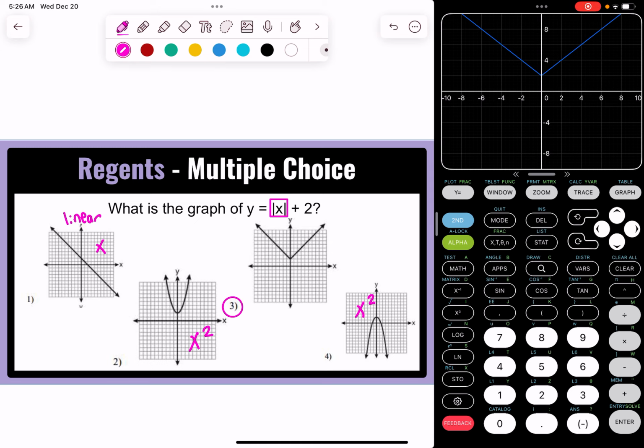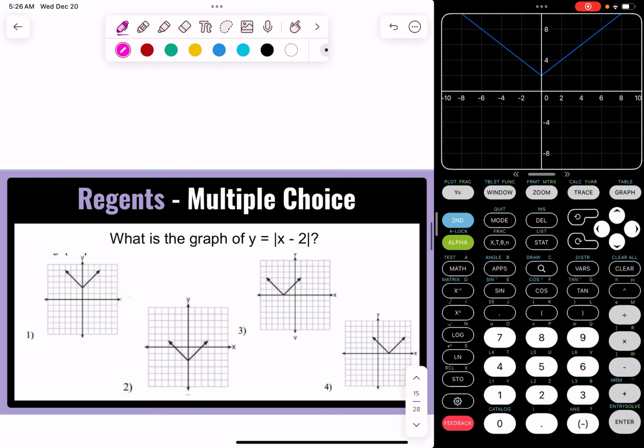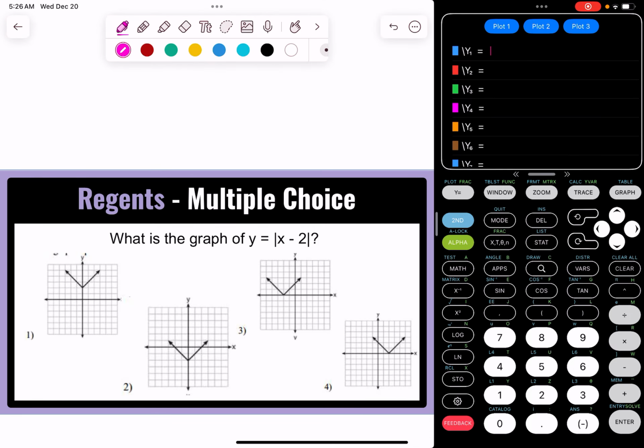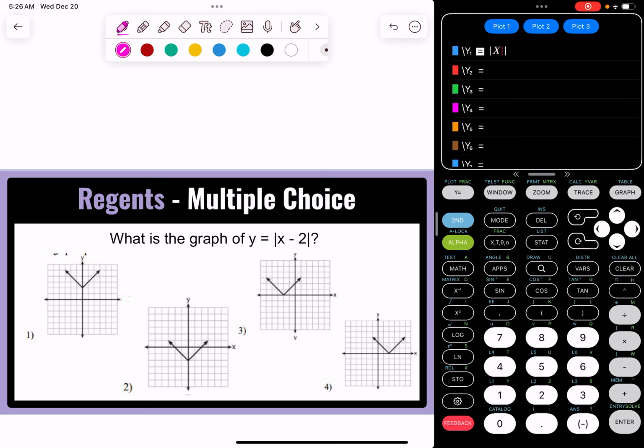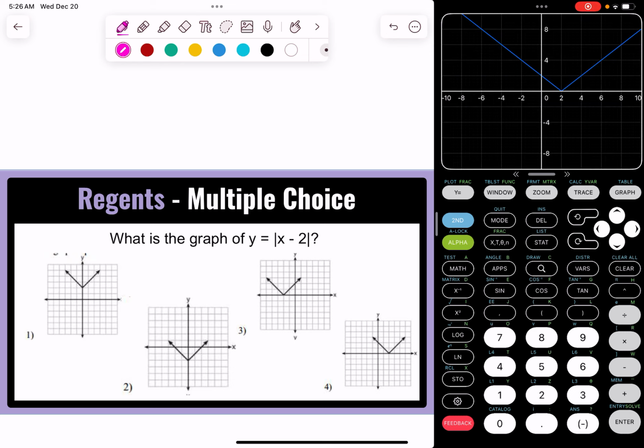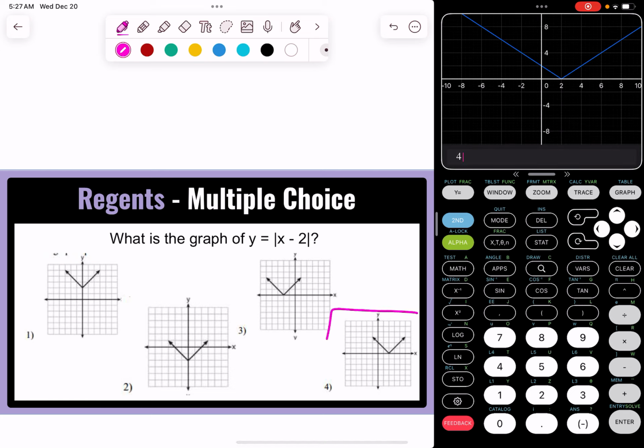All right, let's look at the next one. Let's type this in the calculator. Absolute value of x minus 2, enter. The minus 2 is inside. Let's look at it. Ooh, I see that the base, the vertex, the middle point, went to positive 2, which is choice 4. Good.